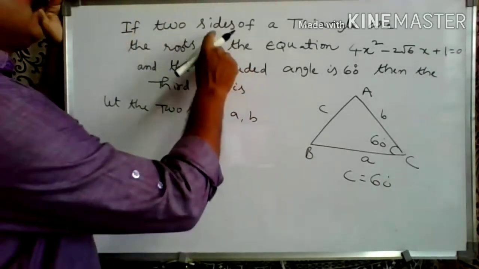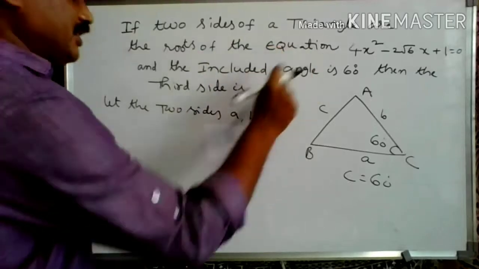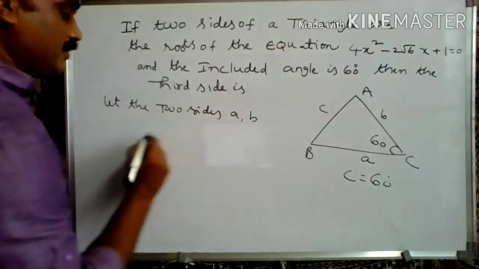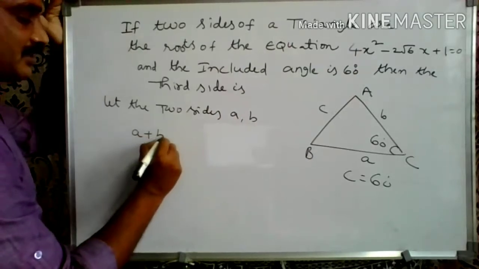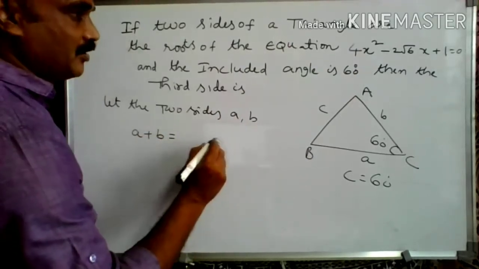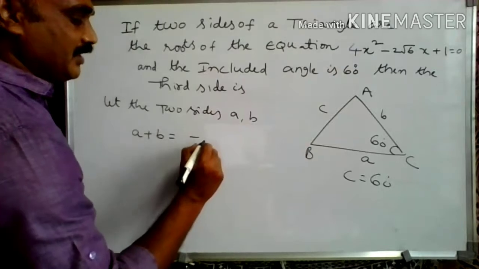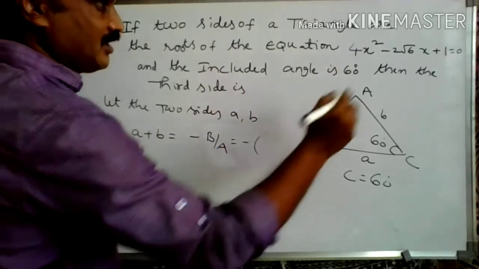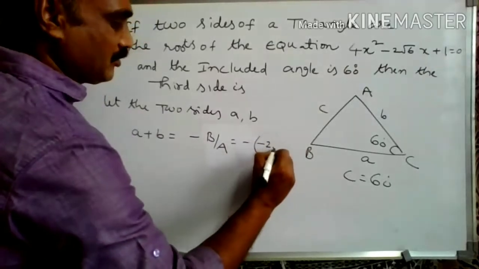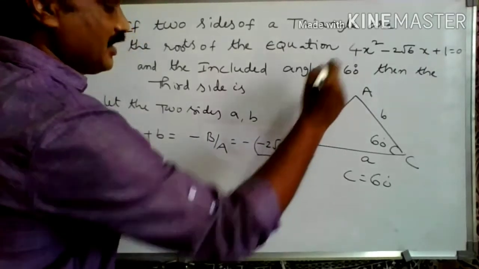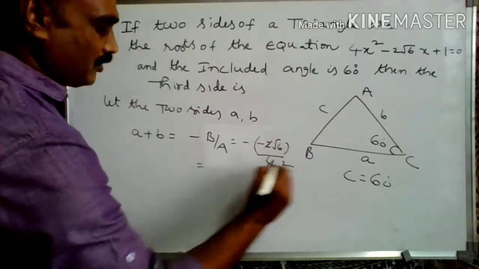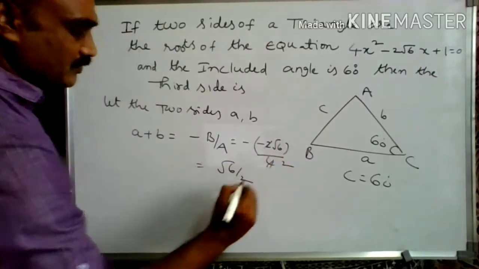Students, here two sides of a triangle are the roots of the equation. So a comma b are the roots of the equation. The sum of the roots, a plus b, is equal to minus b by a, formula. Minus b is equal to minus of minus 2 root 6, by a is equal to 4. So minus into minus is plus, 2 2s are 4, so a plus b is root 6 by 2.